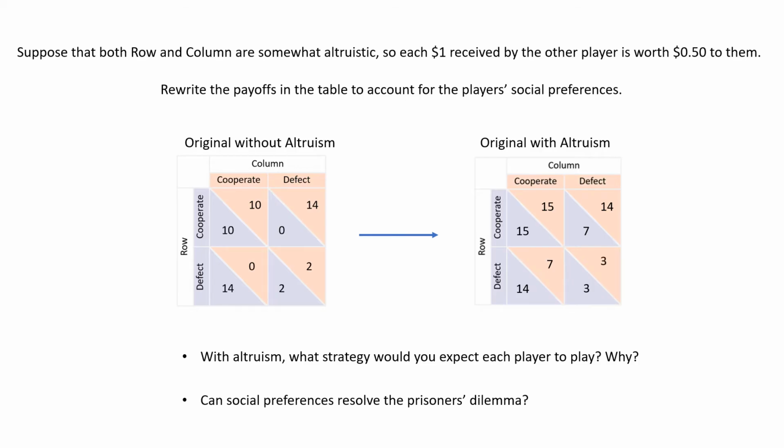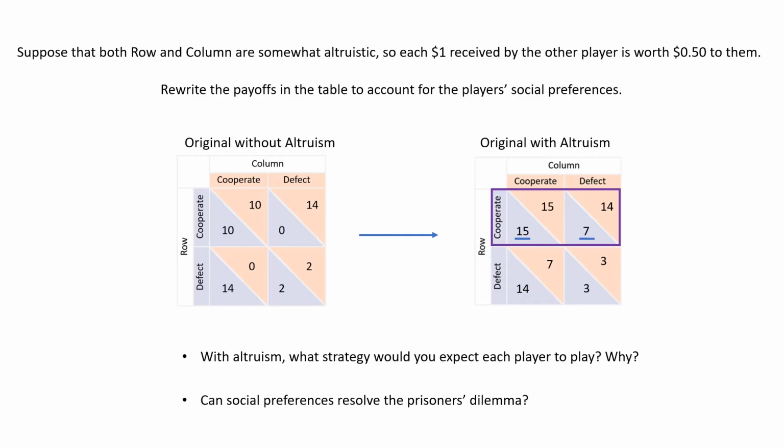Right? Now that we have figured out how the game has changed given altruistic preferences, we have to determine which strategies the players would play. So again, we use the same algorithmic step that we did in the last slide. Assume that column player plays cooperate. How would row respond? Would he play cooperate or defect? In this case, he would play cooperate. Now assume that column player plays defect. How would row respond? He would play cooperate, right?